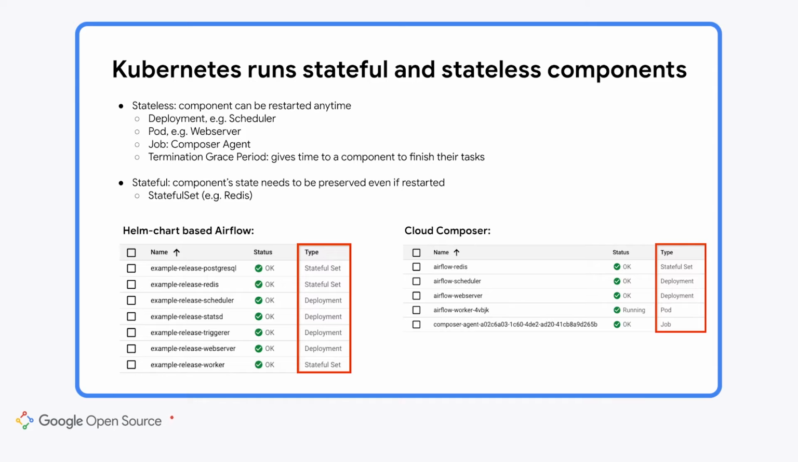And you can see that, for example, the queue that stores Airflow tasks, Airflow Redis, is here configured as a stateful set, which is a signal for Kubernetes that this component needs to preserve its state even though it is restarted. On the other hand, the Airflow Scheduler is a stateless component. It can be restarted. That's why we can use the deployment workload type. And Kubernetes knows that if this component is restarted, our system is going to continue operating correctly.